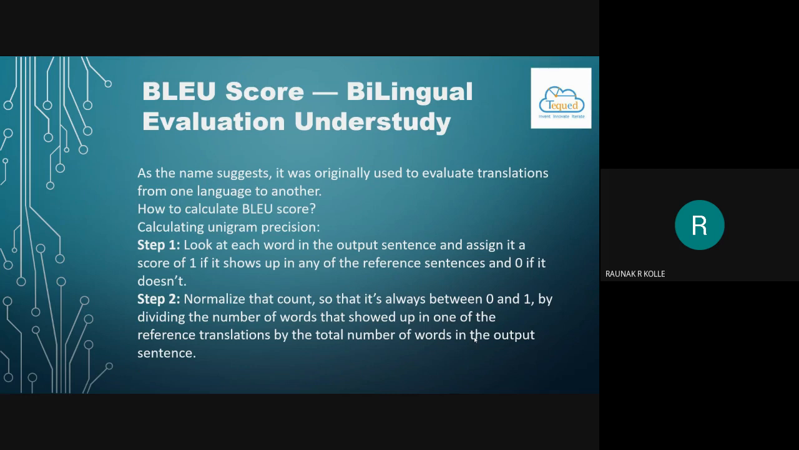BLEU score is scored by calculating the unigram precision. The first step is to look at each word in the output sentence and assign it a score of 1 if it shows up in any of the reference sentences, and score it 0 if it doesn't. Step 2 normalizes that count so that it's always between 0 and 1, by dividing the number of words that show up in one of the reference translations by the total number of words in the output sentence.